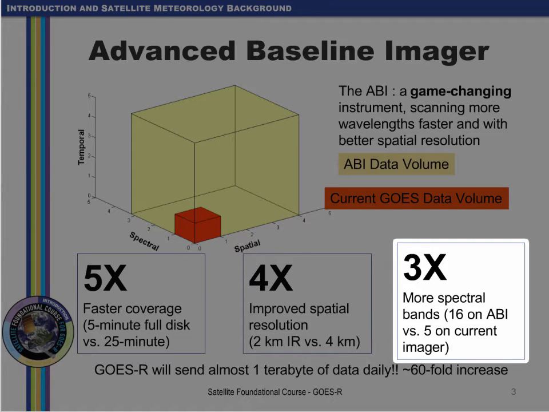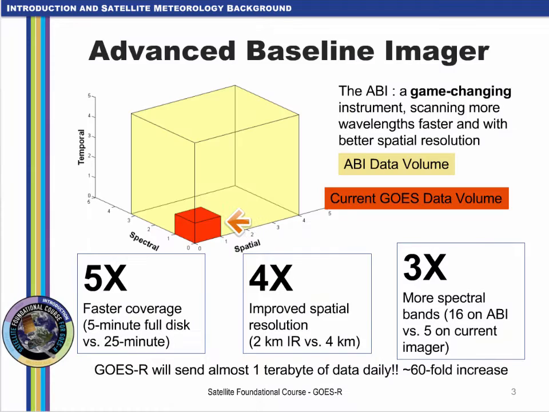The cubes represent the data volumes from present GOES in dark orange and GOES-R in beige. The combination of increased resolution means a 60-fold increase in data. About a terabyte of data will flow daily from GOES-R.